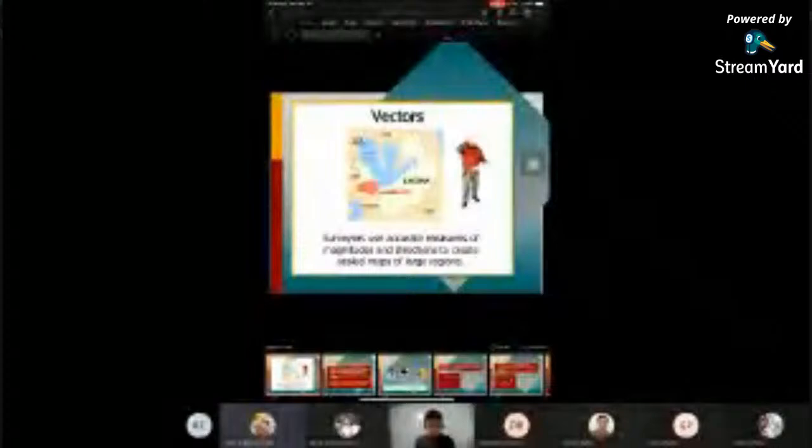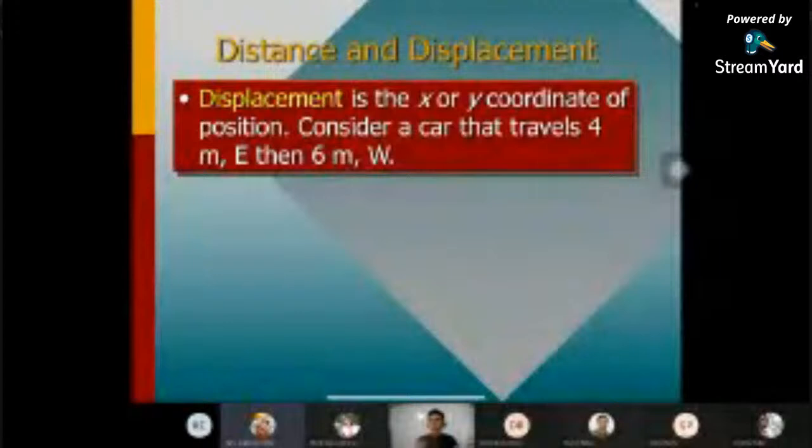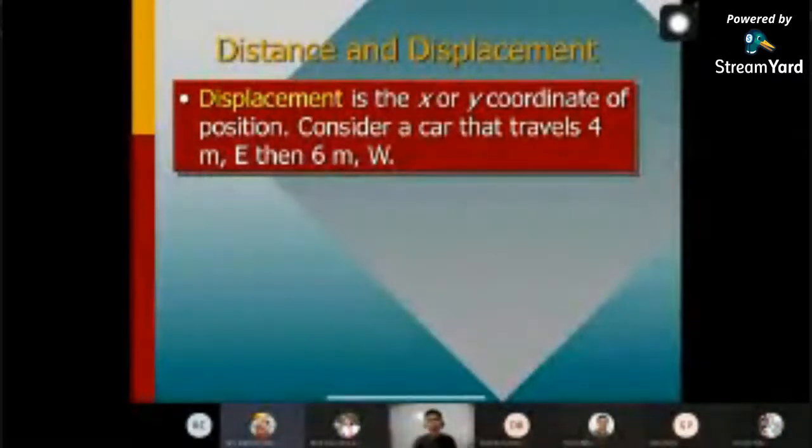Adapted. With the distance, you know that if you have, for example, 4 meters to the east and 6 meters to the west of a car traveling to the east at 4 meters and to the west with 6 meters, the displacement obviously would become negative 2, which tells us that it is 2 meters to the west. But the distance, of course, since it is a scalar quantity, is just the algebraic sum, which will become 10.